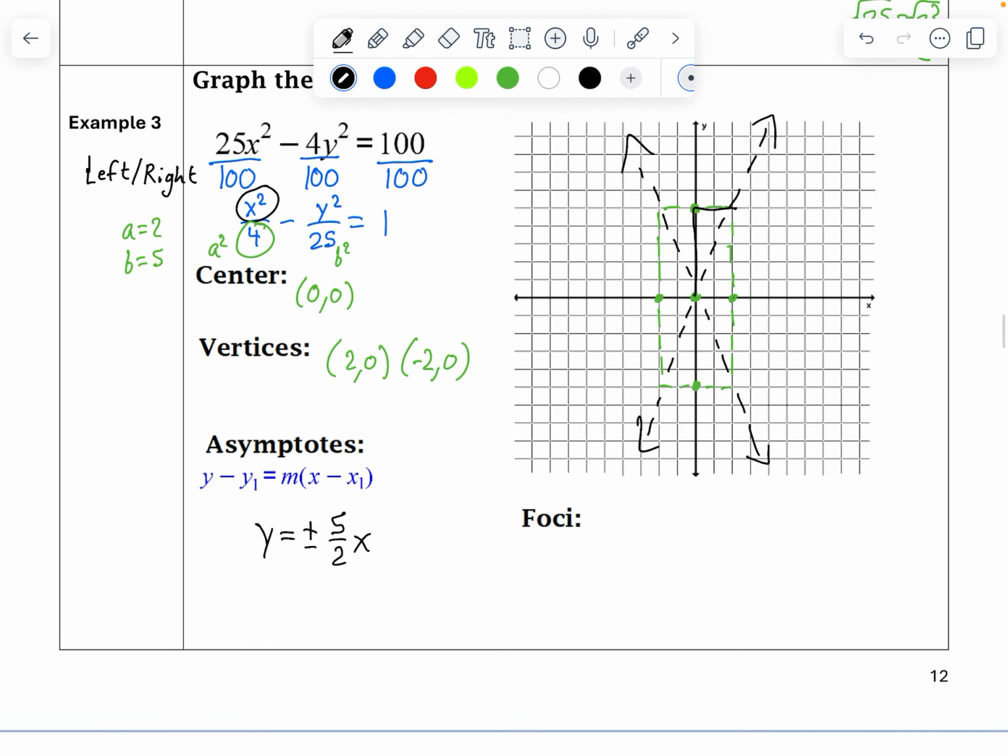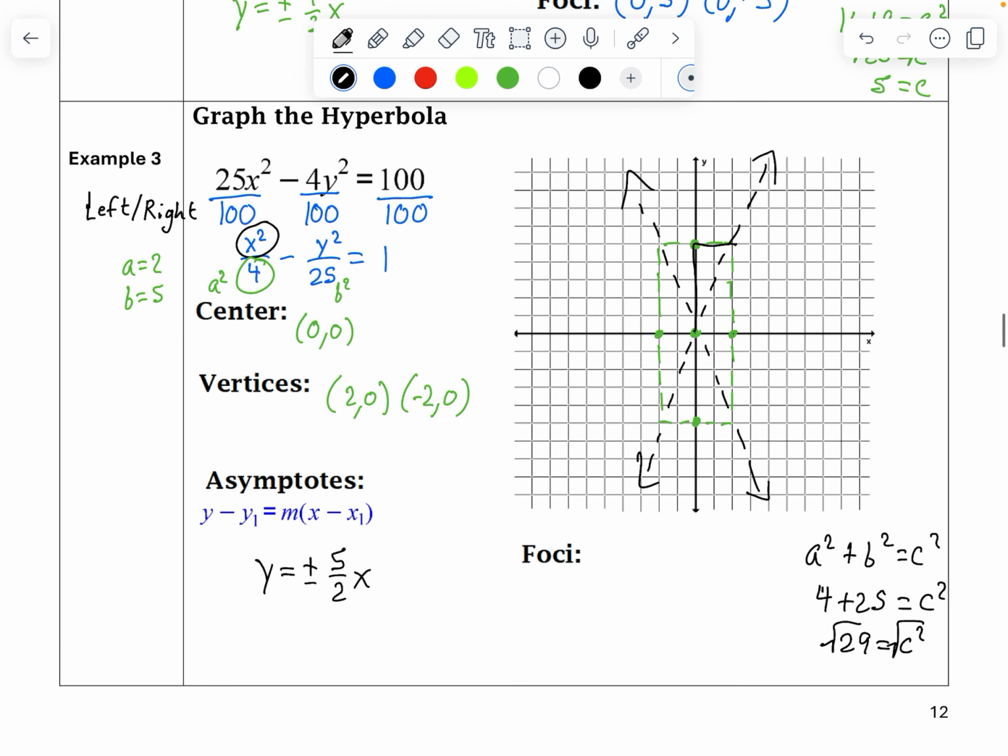And our foci formula, a squared plus b squared equals c squared. A squared would be 4 plus 25. So we get 29 is the c squared. Take the square root of that. So the square root of 29 is our c value.